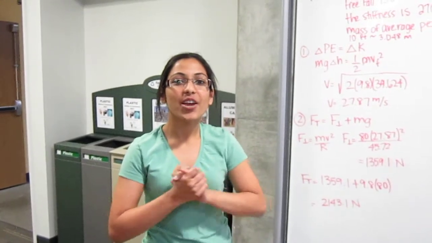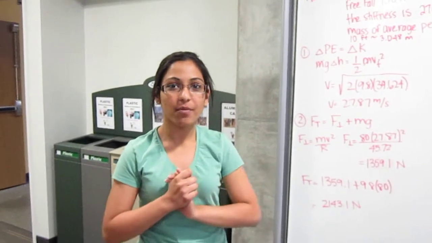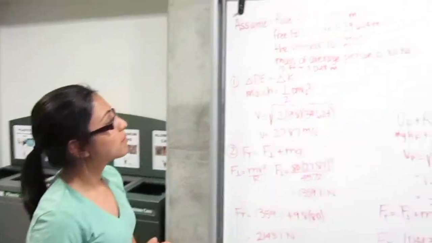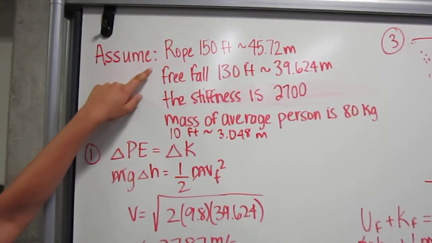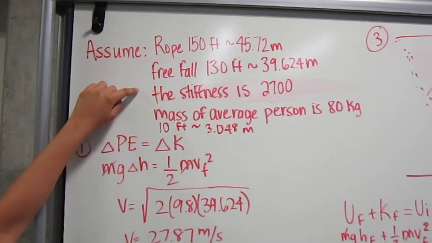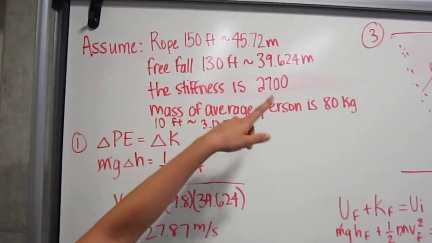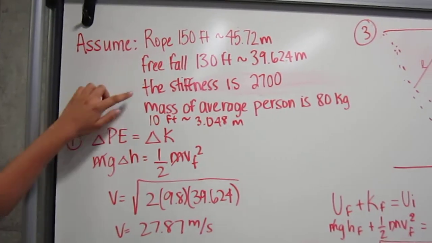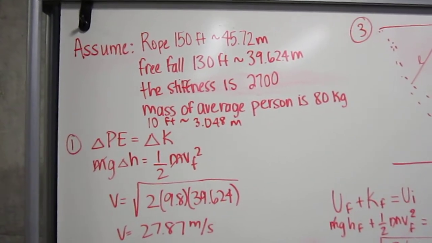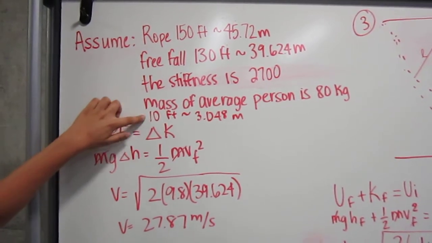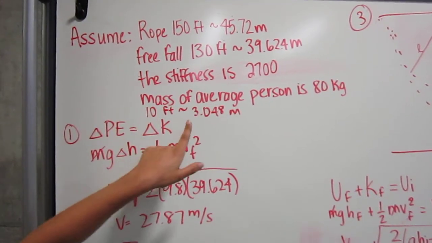Hi guys, so today we're working on the extra credit problem. Some of the assumptions we've made are that the rope is 150 feet, which is approximately that many meters. The free fall is 130 feet, which is approximately 39 meters. The stiffness is around 270. The mass of an average person is 80 kilograms, and we're 10 feet above the ground, which is about 3 meters.